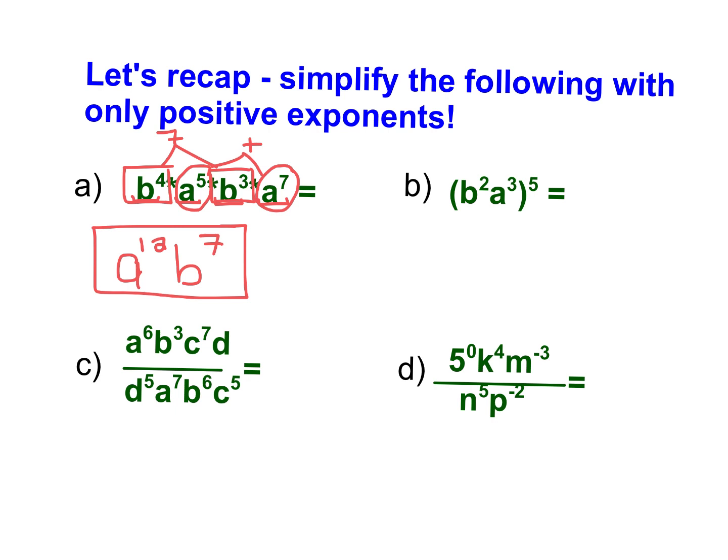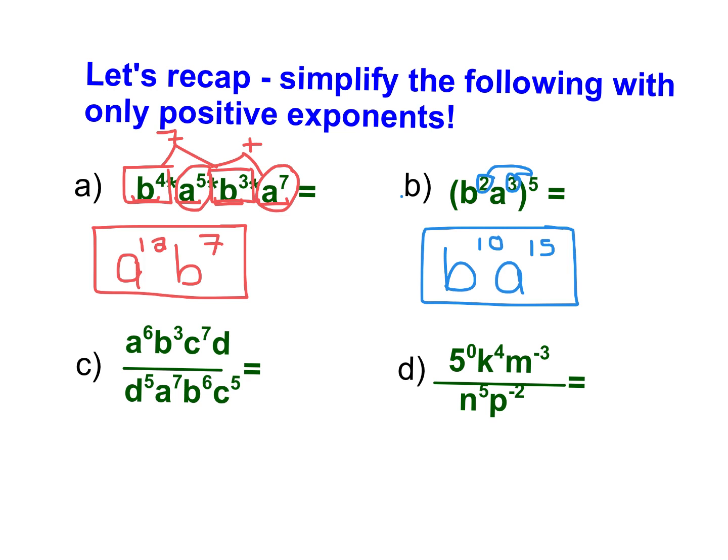In example B, what you should be seeing is the powers to powers rule. So notice that we have powers raised to powers. We have two items inside those parentheses, and so both of these powers of 2 and 3 are going to be multiplied by 5. So we now have b to the power of 10 and a to the power of 15. So that's our powers to powers rule.